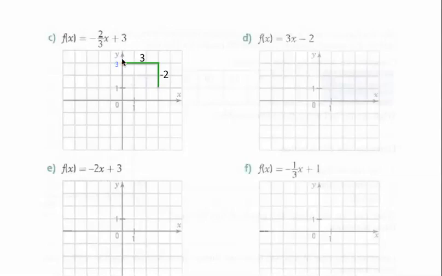There's nothing wrong with moving back 3 and then up 2, right? It's just that would bring us off the graph. So I think it's easier just to always make your negative float up into the y's. And here's my second point, and then I draw the line between them.